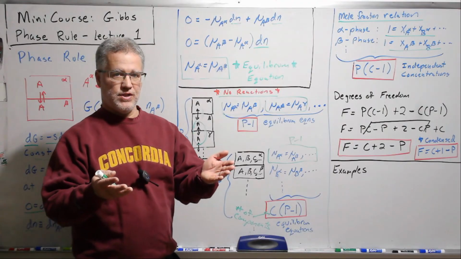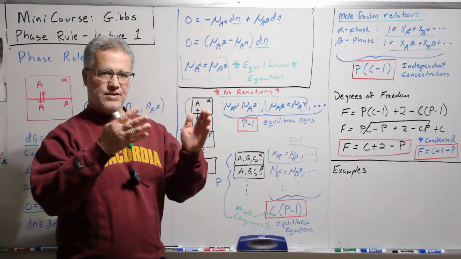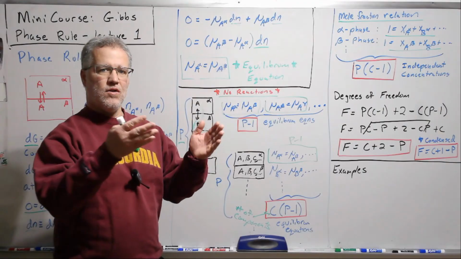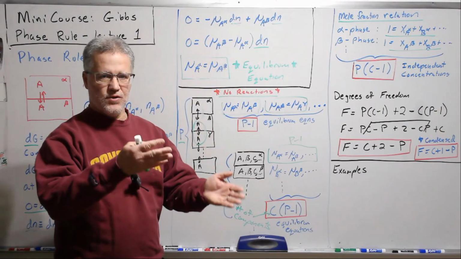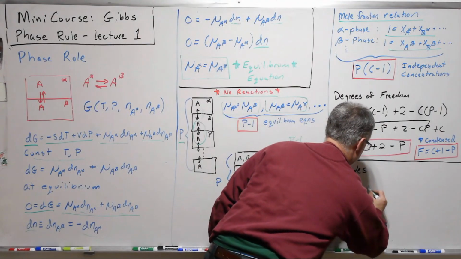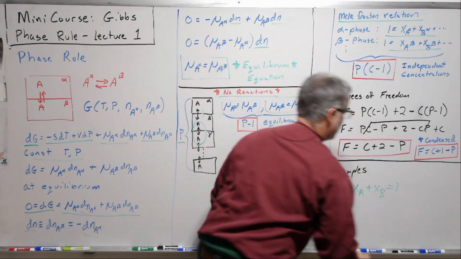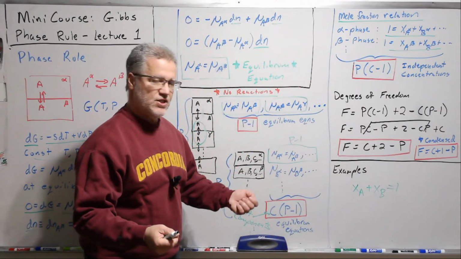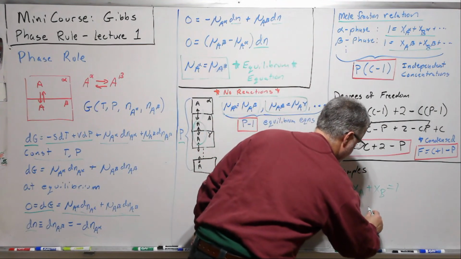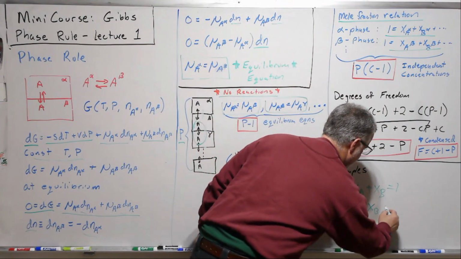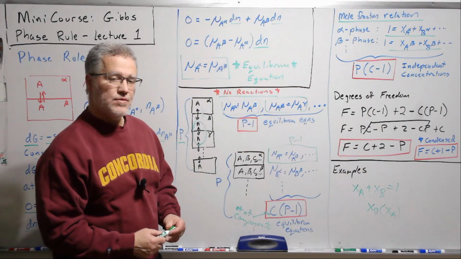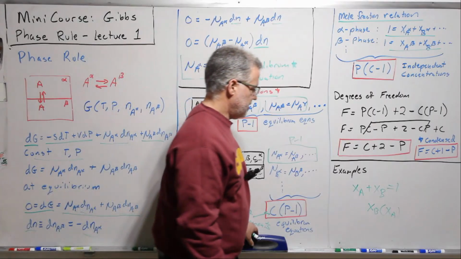So we have just 2 components. The mole fraction of A plus the mole fraction of B equals 1 forces one independent variable. XA plus XB equals 1 means we cannot change the amount of A without changing the amount of B, or the percent of A without changing the percent of B. So we can write B as a function of A. There's not 2 independent variables, but just 1 independent variable here.